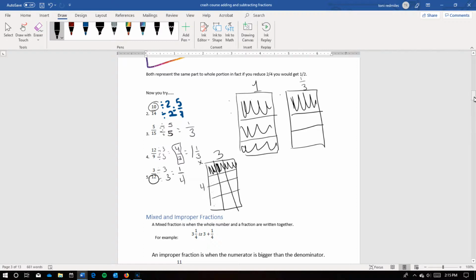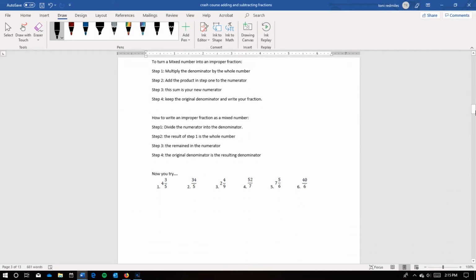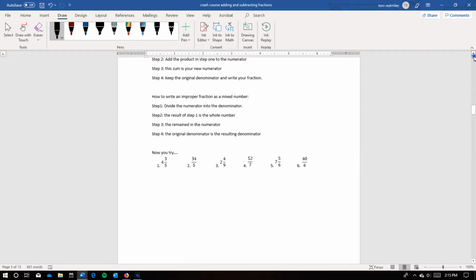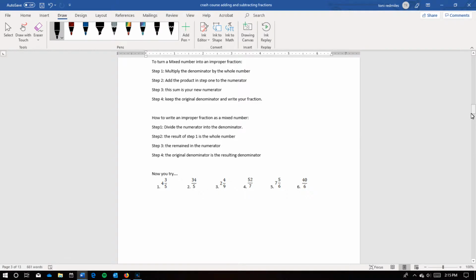All right, let's look at some mixed and improper fractions. So in this, if I go down to the now you try, you'll see that I have 6 questions where I have to turn these numbers into improper or mixed numbers. So first I'm going to go around and label them. A mixed number means it's a mix of a whole number and a fraction part. This one is improper. We call it improper because the top is bigger than the bottom.